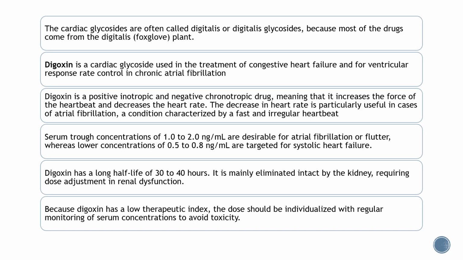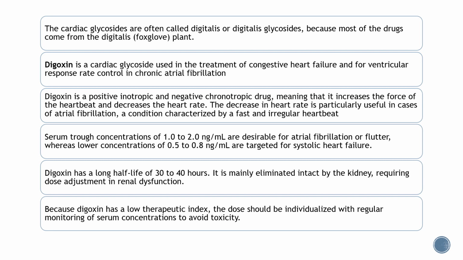So the cardiac glycosides are often called digitalis or digitalis glycosides because most of the drugs are obtained from the digitalis plant or foxglove plant. So this digoxin is a cardiac glycoside used in the treatment of congestive heart failure and for ventricular response rate control in chronic atrial fibrillation. It is a positive inotropic and a negative chronotropic drug, meaning it increases the force of heartbeat and decreases the heart rate. Okay, so the decrease in heart rate is particularly useful in cases of atrial fibrillation.